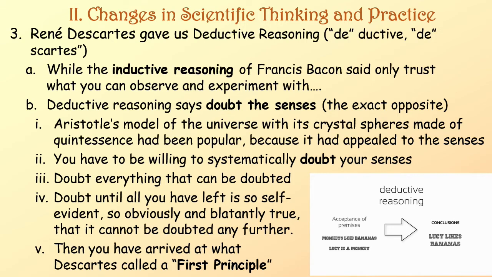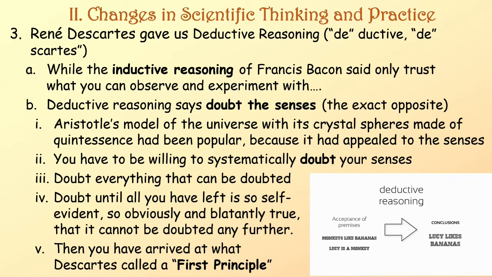René Descartes gave us deductive reasoning. Easy way to remember that, right? Descartes, deductive reasoning. Deductive, Descartes. So while the inductive reasoning of Francis Bacon said only trust what you can observe and experiment with, deductive reasoning says doubt the senses. So that's the exact opposite. Aristotle's model of the universe with its crystal spheres made up of quintessence had been popular precisely because it appealed to the senses. It looked like it made sense. So therefore, you have to be willing to systematically doubt your senses because they can deceive you.